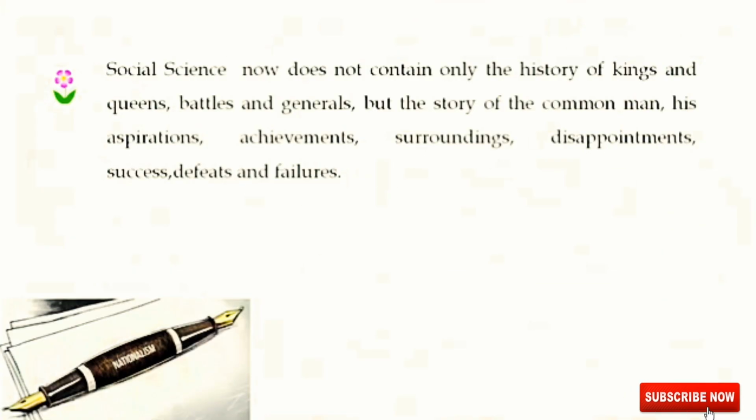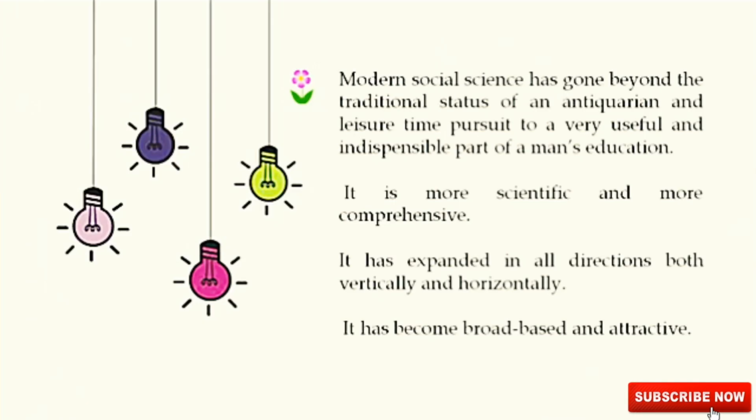Social science now does not contain only the history of kings and queens, battles and generals, but the story of the common man, his aspirations, achievements, surroundings, disappointments, success, defeats and failure. Thus, the modern social science has gone beyond the traditional status of an antiquarian and leisure time pursuit to a very useful and indispensable part of a man's education. It is more scientific and more comprehensive. It has expanded in all directions, both vertically and horizontally in our society and globe. It has become broad-based and attractive.